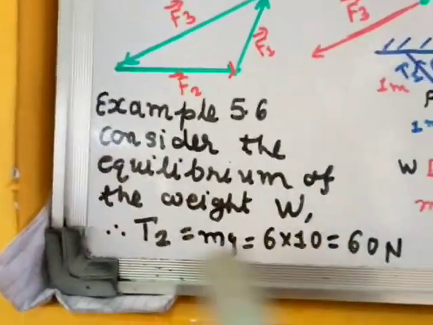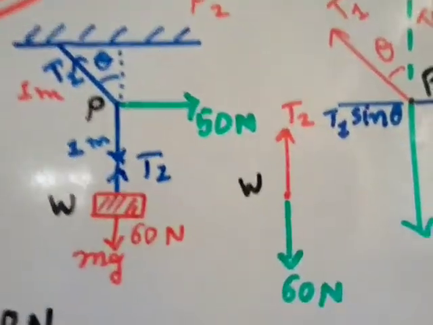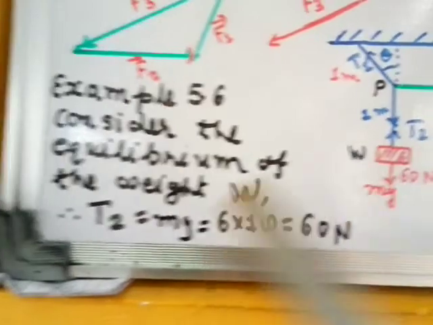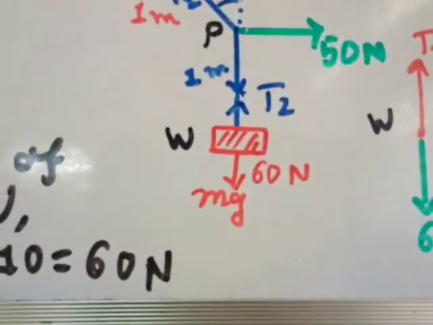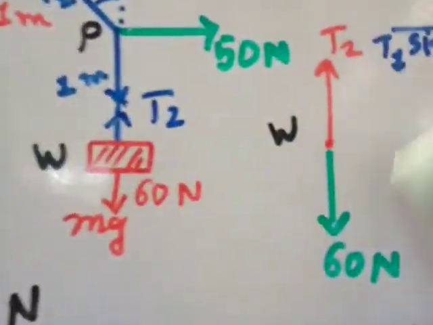Consider the equilibrium of the weight W. So this point, and that is here in the free body diagram. So T2 is equal to mg. As I said, this T2 and this mg, the weight, are in equilibrium. That means they are equating each other. So whatever the T2 value is will be mg. So T2 and mg are the same.